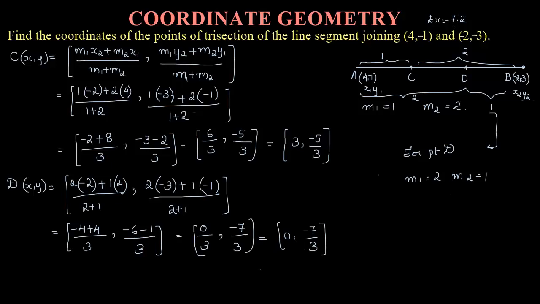So this is how you will find the coordinate of any point on a line if they have said clearly it is a trisection. So your first duty is to find the ratio of that point with respect to the initial and the last point, and then you are going to substitute that in the formula.